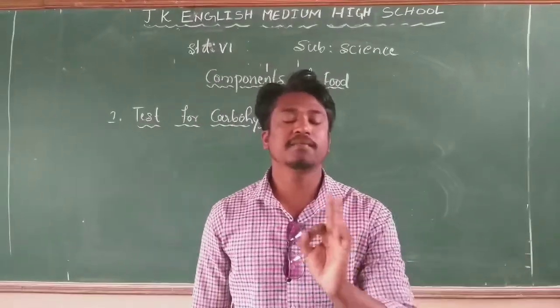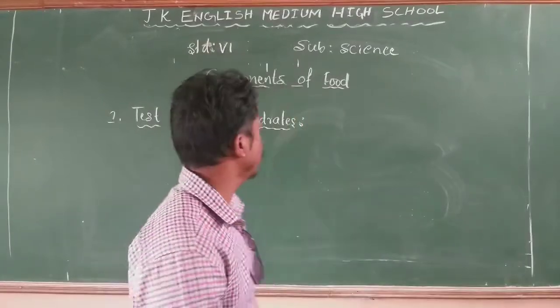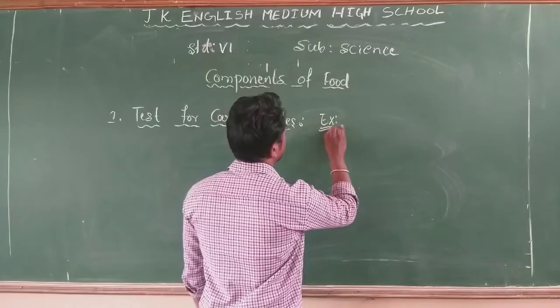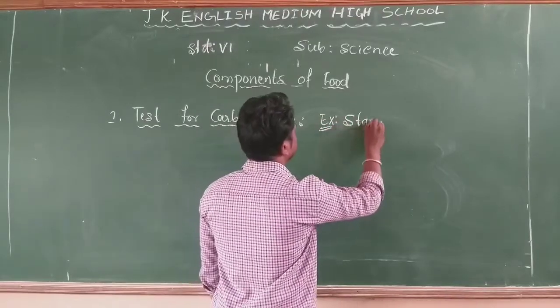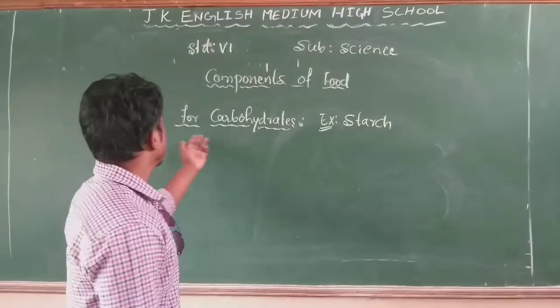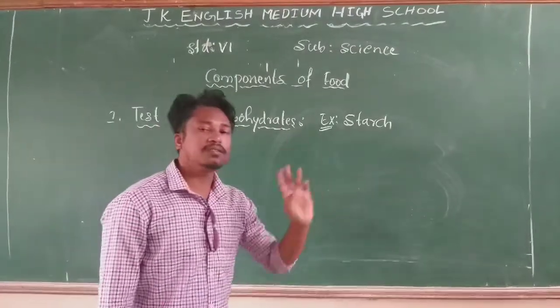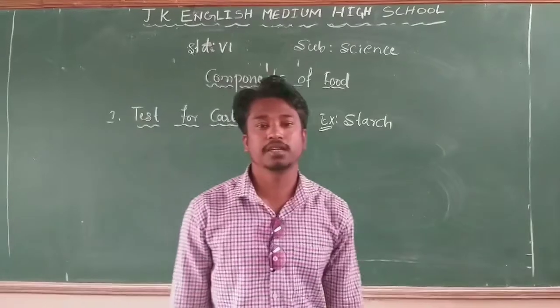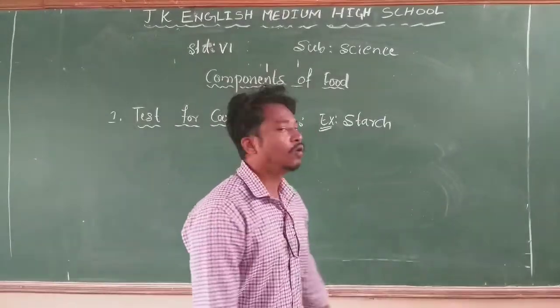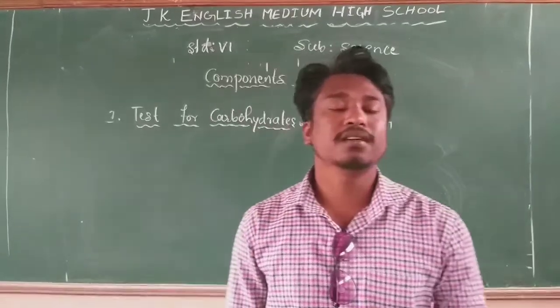The best example of a carbohydrate is starch, students. Starch. An example of a carbohydrate is starch. You can say test for starch instead of test for carbohydrates, because it is a very good example of carbohydrates. Then how do we do this test?